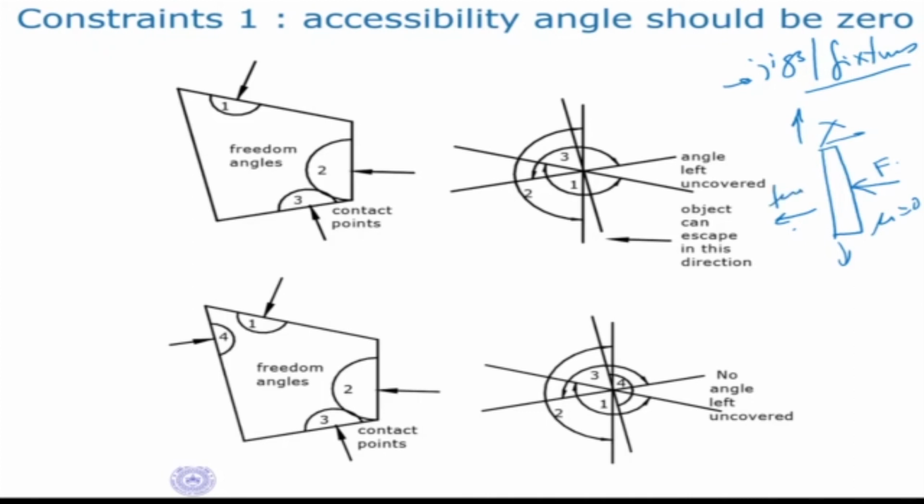So the object is free to move in the other direction. If I have a fingertip here, this is my freedom angle. The object is still free to move 180 degrees from here to here, any direction it can move. Similarly, if I put my finger here, then the object is free to move in any direction like this. So this is called my freedom angle. If I put one finger here, one finger here, one finger here, the object is still free to move in this direction. Now, how can I check that?